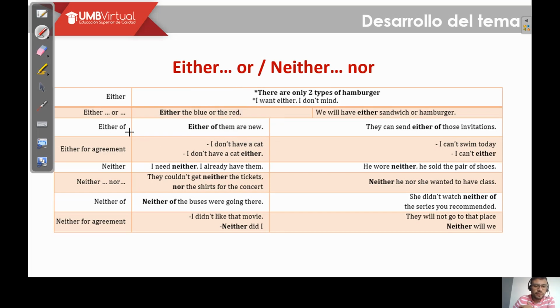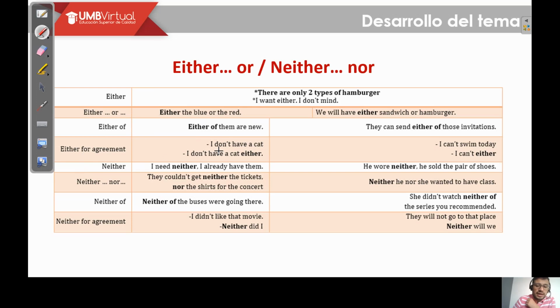When you use either of them, like in this case, it's not only about two. It could be a huge quantity of something. For example, if you have 5 cell phones and you say either of them are new. They can send either of those invitations. It's the same to send one or the other.